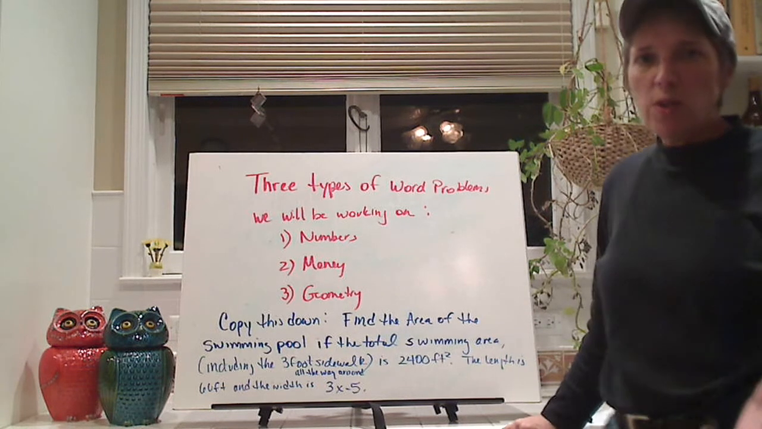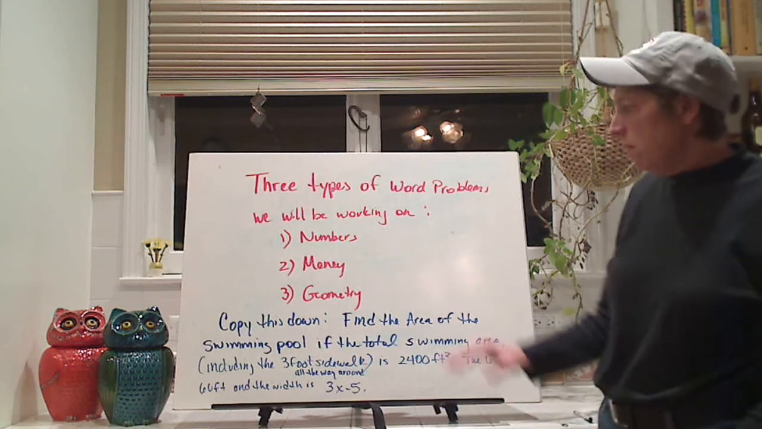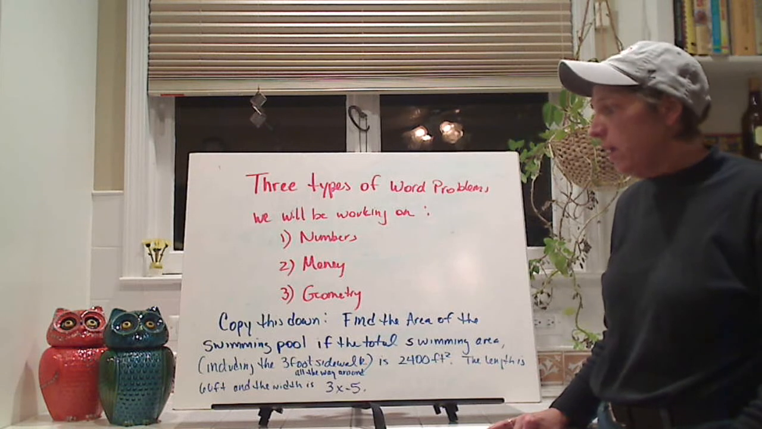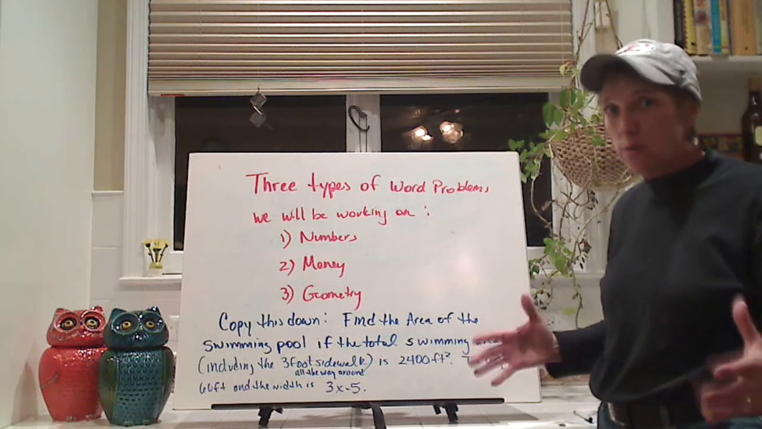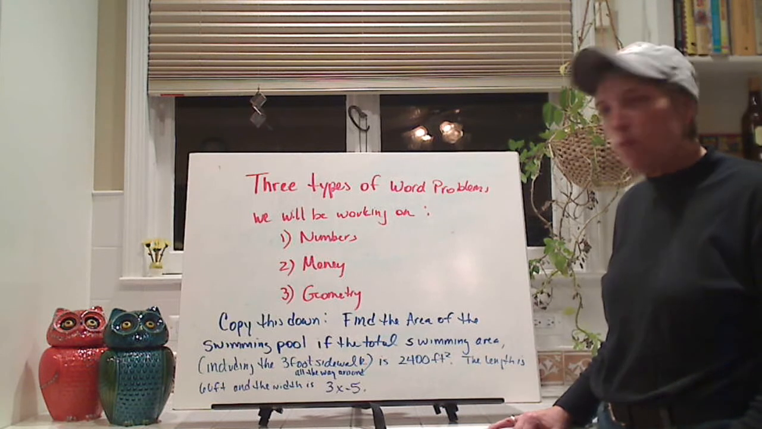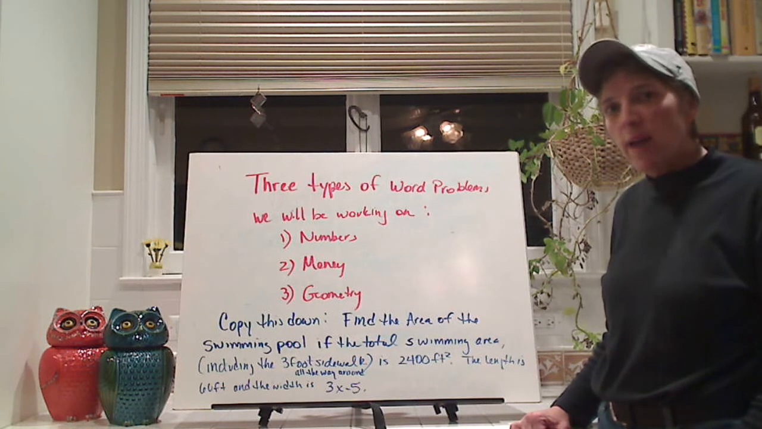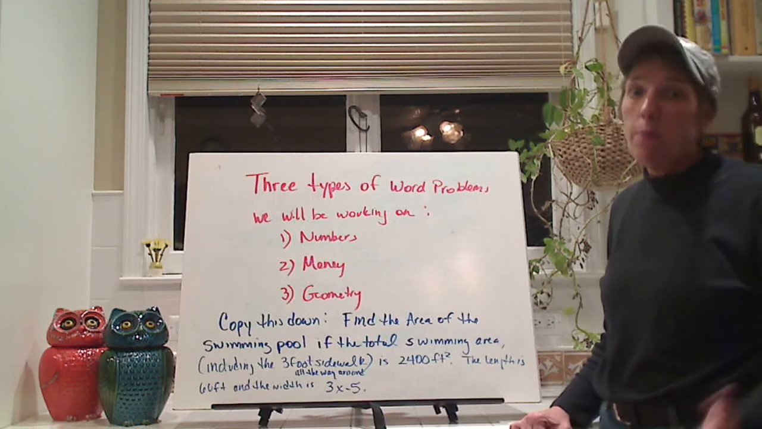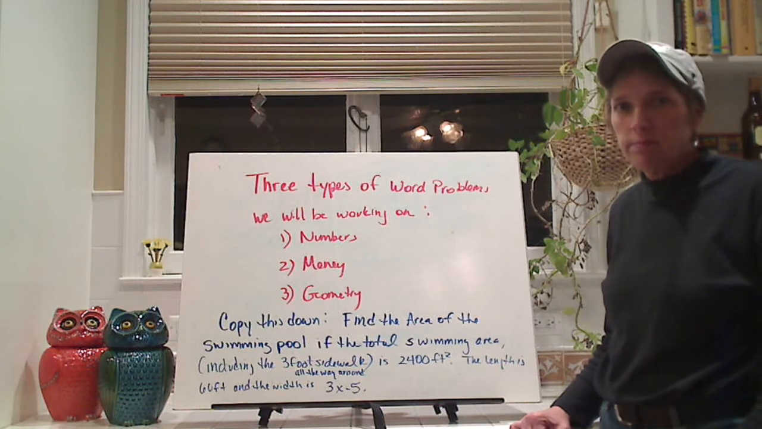So what I want you to do is pause the video and write this problem down. Find the area of the swimming pool if the total swimming area, including a 3-foot sidewalk all the way around, so that includes the 3-foot sidewalk, is 2,400 square feet. The length of that swimming area is 60 feet, and the width is 3x minus 5. So stop the video or pause the video and copy this down, and then come back.